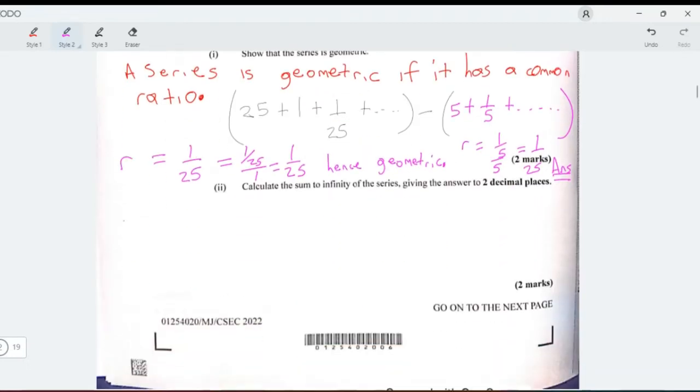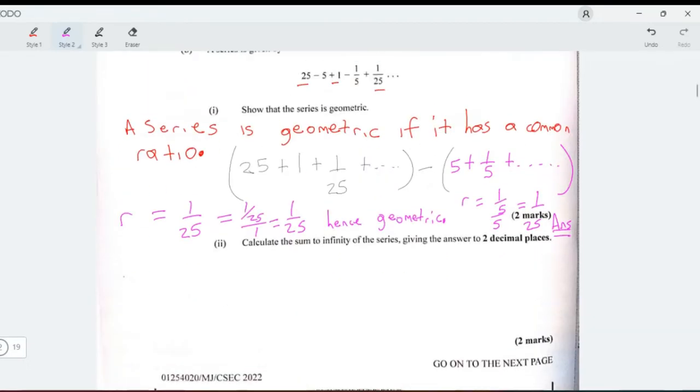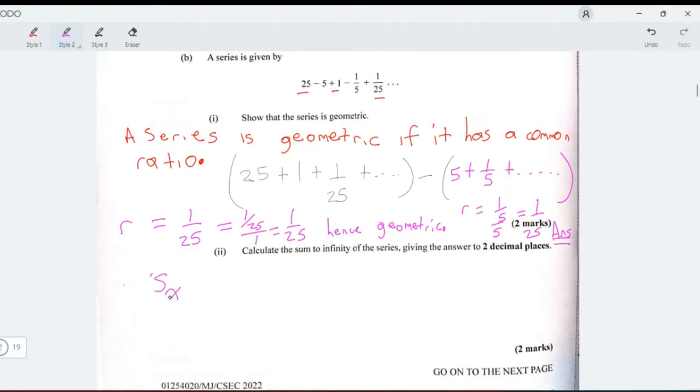Now, the next part says calculate the sum to infinity of the series. Now, sum to infinity is equal to a over 1 minus r. Here's the thing, though. We have to work out the sum to infinity for the positive part first, then minus the sum to infinity of the negative part. So let's start with the positive part. We'll call it sum to infinity 1. a, which is 25, over 1 minus r, which is 1 over 25. That would work out to be, punch that in a calculator.